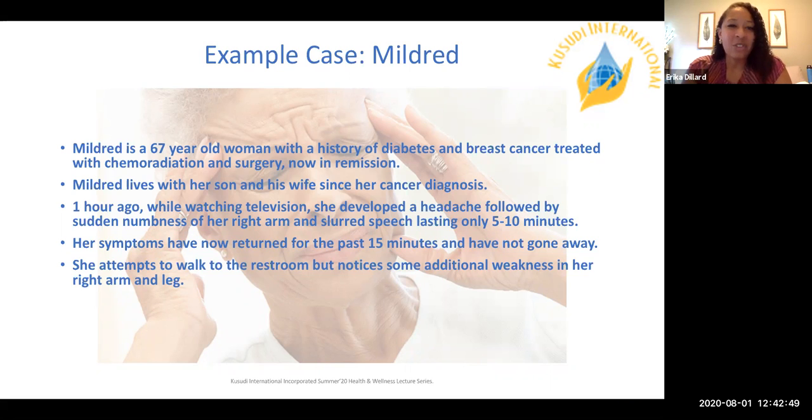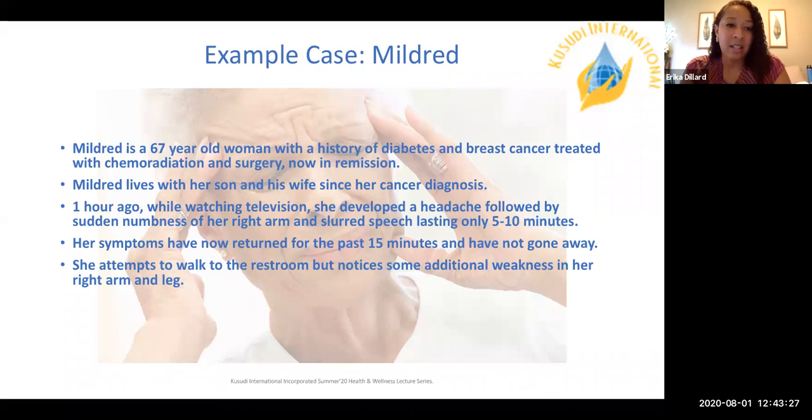Mildred is a 67-year-old woman who has a history of diabetes and a history of breast cancer that was treated in the past with chemoradiation and surgery and is now in remission. Mildred lives with her son and his wife and has lived with them since her diagnosis. About an hour ago, while Mildred was sitting down watching television, she developed a headache. And this headache was followed by a sudden onset of numbness in her right arm, as well as some slurred speech. Now, this episode lasted for about 5 to 10 minutes, and then it eventually went away.